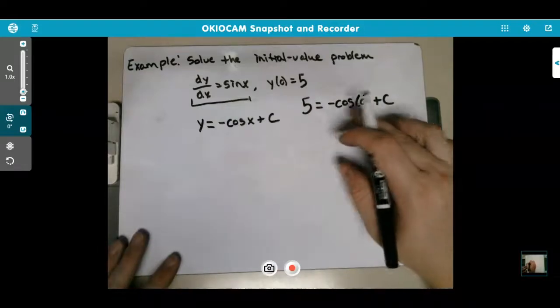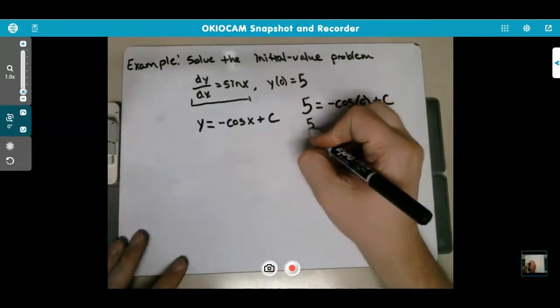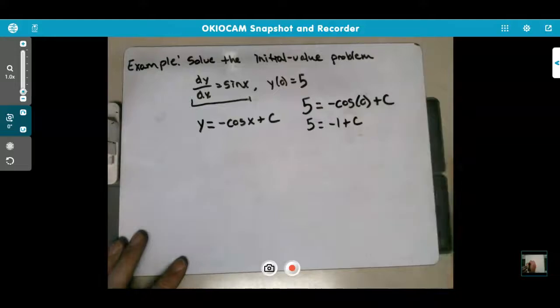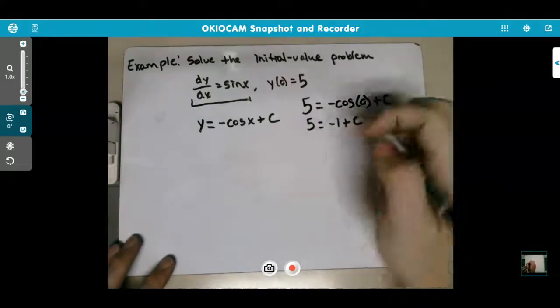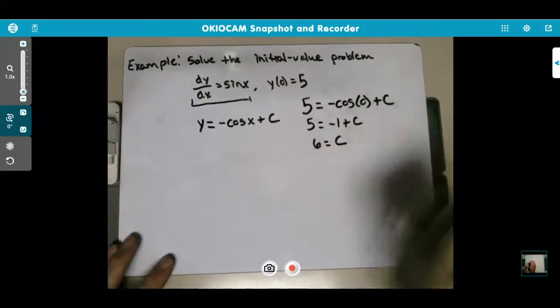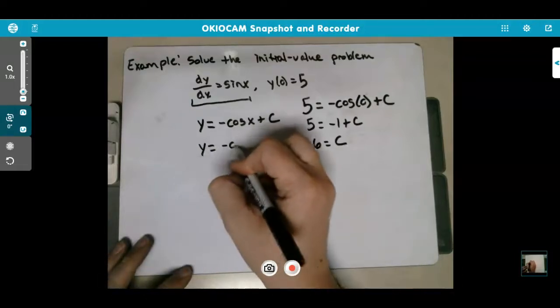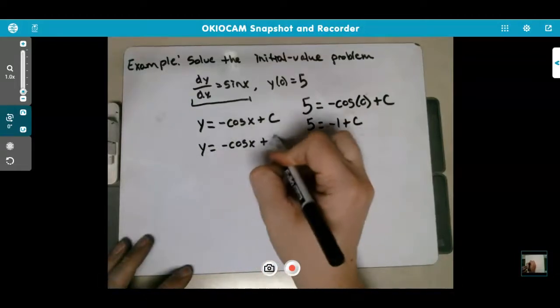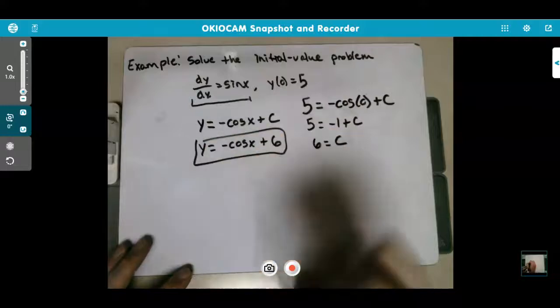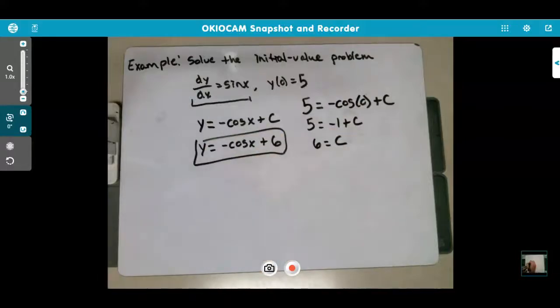So I know the cosine of 0 is equal to 1. So 5 equals negative 1 plus c. So to solve for c, just add 1. And I get 6 is equal to c. So the function y is negative cosine of x plus 6. Negative cosine of x plus 6.